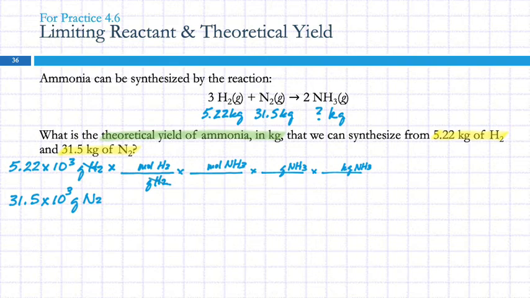Kilograms of NH3. It's getting smaller and smaller. Grams of H2, moles of H2, moles of NH3, grams of NH3. Here we have our moles in the middle. This comes from the balanced chemical equation. Moles of NH3, we're making 2 moles of NH3, and that needs 3 moles of hydrogen.